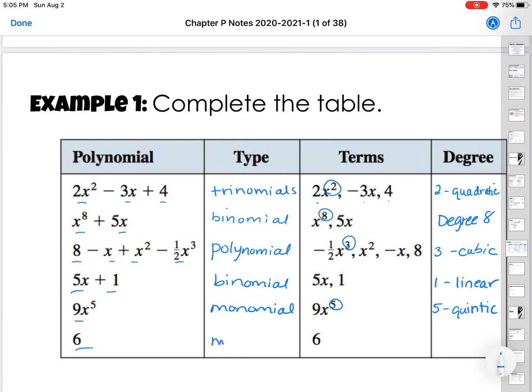And then 6, we have 1 term, so that is a monomial. Quart, like there's 4 quarts to a gallon. Quintic, like quintuplets. And then 6 is just a regular number with no variable, so we call that a constant. Or if you needed to say the degree here would be 0.